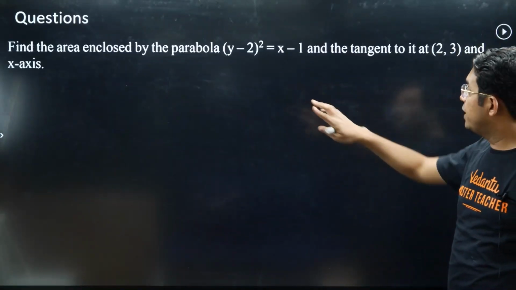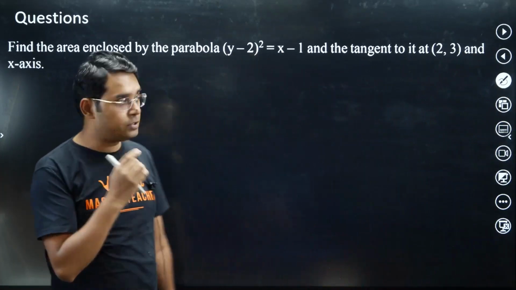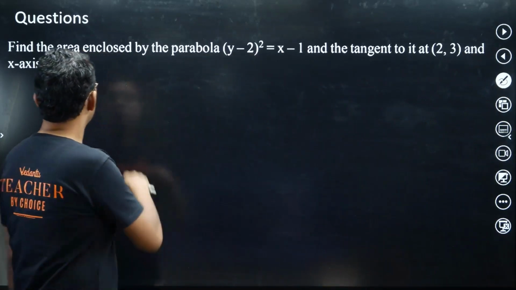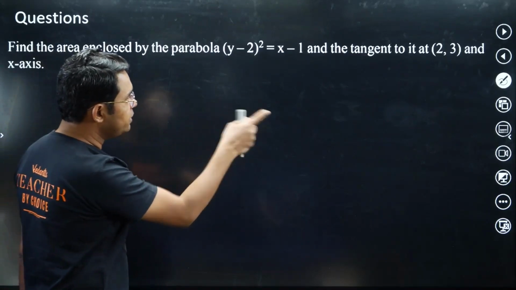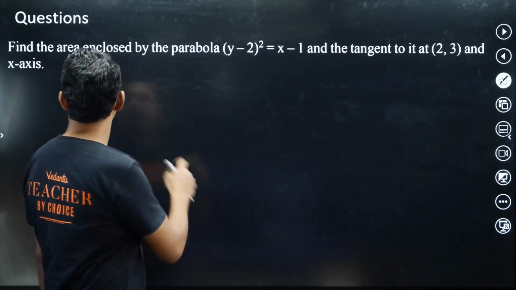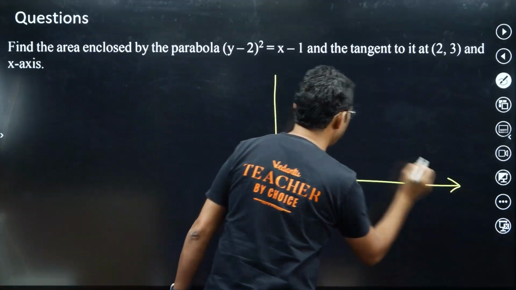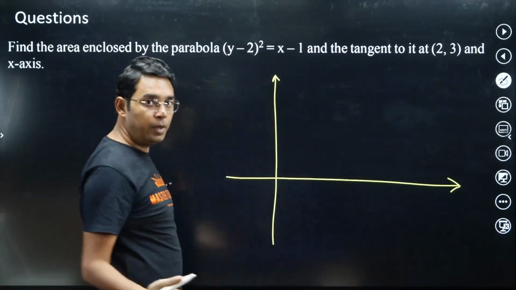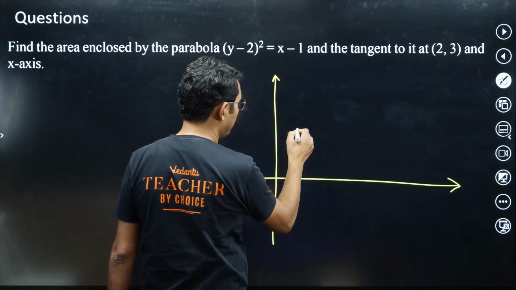So this is one very famous question. If I am not wrong, it's a very old previous year JEE question, maybe from the 90s. It says find the area enclosed by the parabola and the tangent to it at (2,3) and the x-axis. Please see what parabola they are giving us. This parabola is a right-open parabola whose vertex is (1, 2).